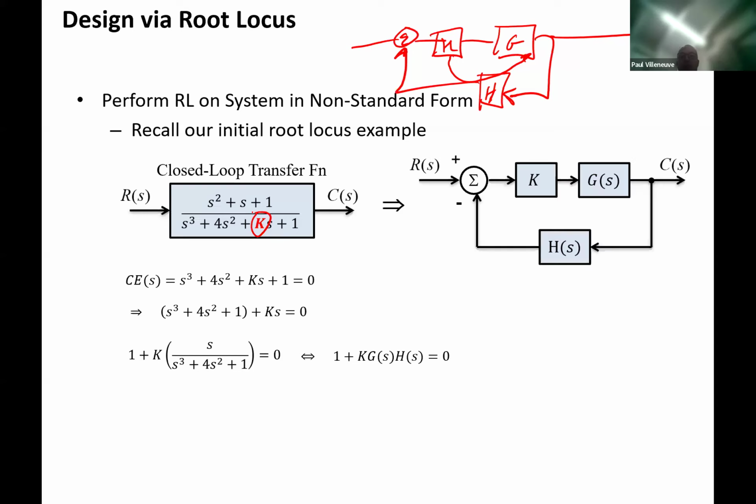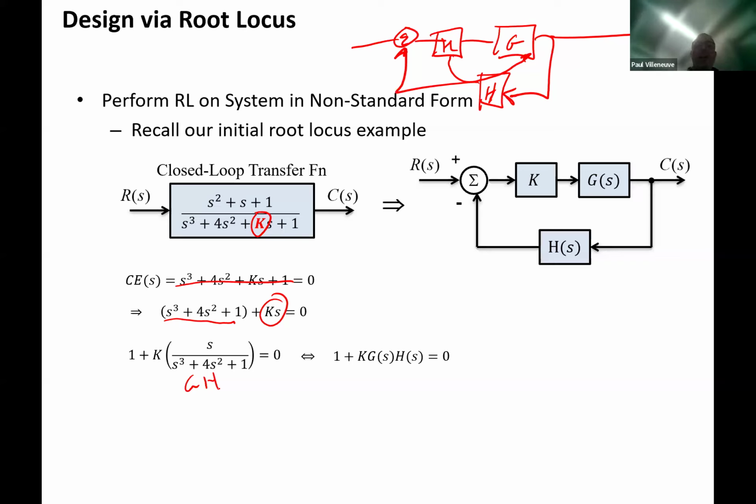So all we need to do is monkey with the system a little bit. Here's my characteristic equation. Now I'm going to reconfigure it so I have this here, and I take my K and separate it over there. And now I'm going to just rearrange it so that I have 1 plus K times something. The something here is G times H.